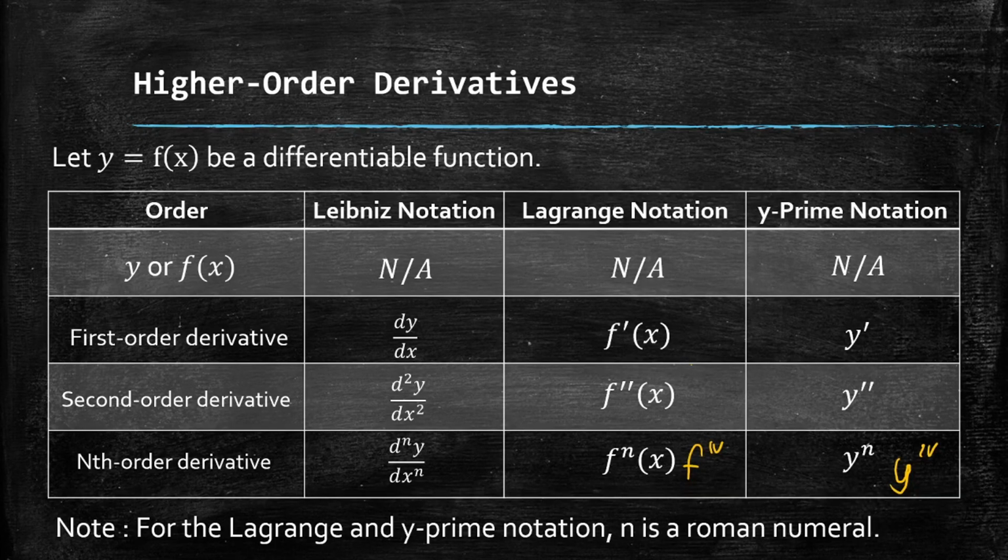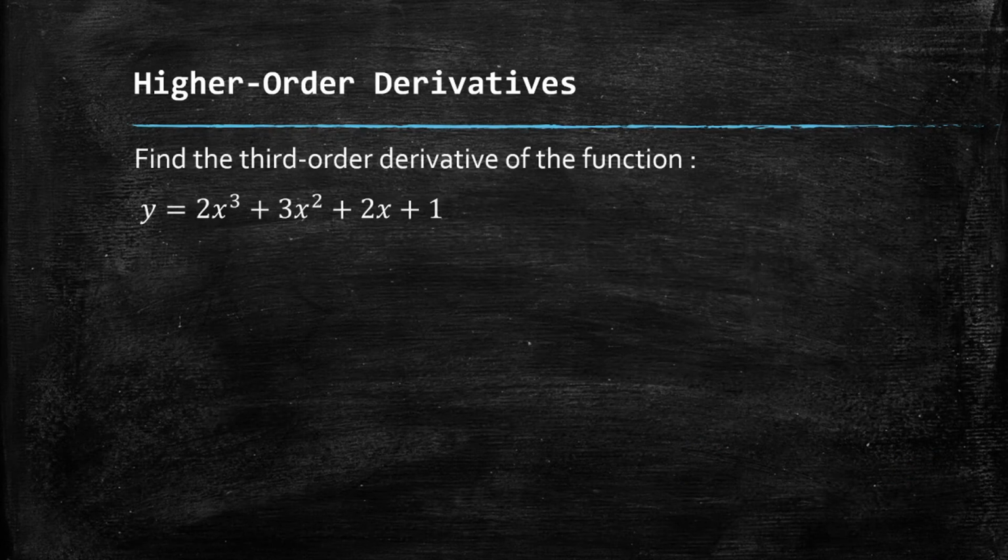So let's continue. Let's have an example. We are asked to find the third order derivative of the function y equals 2x cubed plus 3x squared plus 2x plus 1. For us to get to the third order derivative, we must pass through the first and the second order. So we get the first order derivative. By the way, I am using the Leibniz notation, dy dx, because that is the standard.